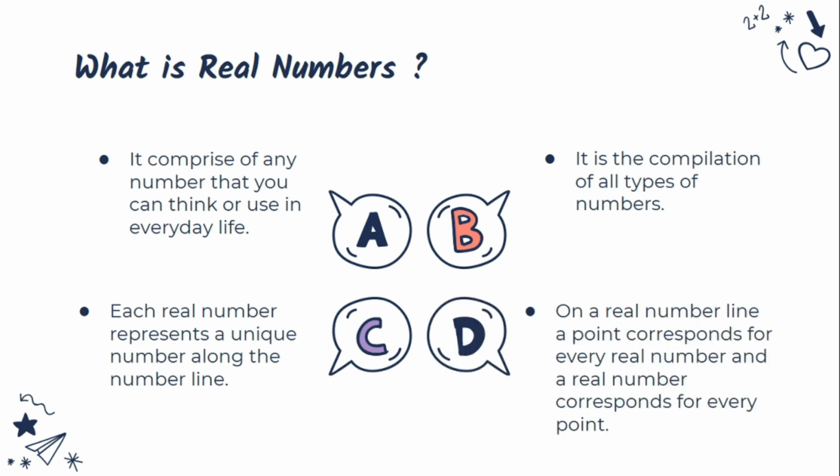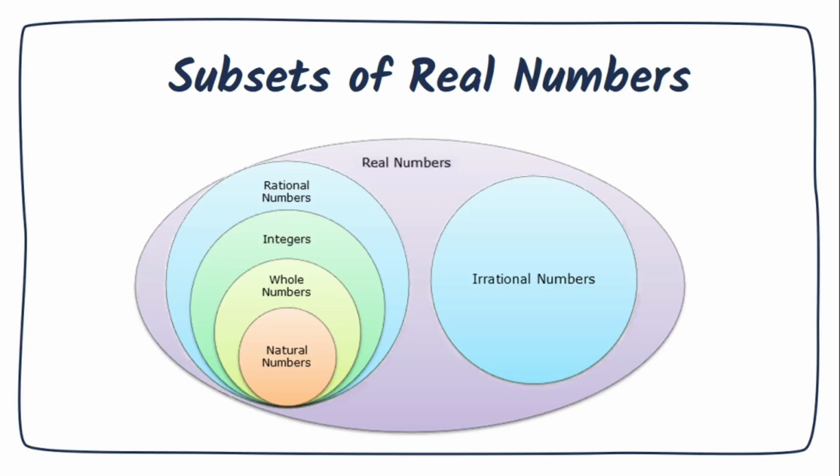Continuing that, on a real number line, a point corresponds to any real number and a real number corresponds to every point. This means that on our number line, every point corresponds to a real number. And each real number has its place on our number line. Meaning to say, we can see all real numbers on our number line.